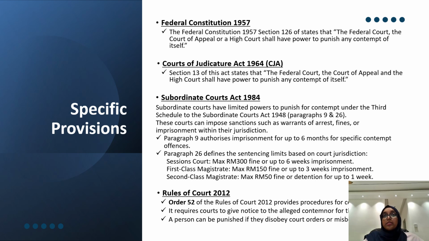The power to punish under paragraph 9 permits imprisonment for a period of not exceeding 6 months for specific reasons mentioned in that paragraph. Meanwhile, under paragraph 26, the sentencing authority varies according to the court's jurisdiction. The session courts have the power to impose a maximum fine of 300 ringgit or imprisonment for up to 6 weeks, while the first class magistrates can impose a maximum fine of 150 ringgit or imprisonment for up to 3 weeks, while a second class magistrate's jurisdiction is limited to a maximum fine of 50 ringgit or detention for up to 1 week.